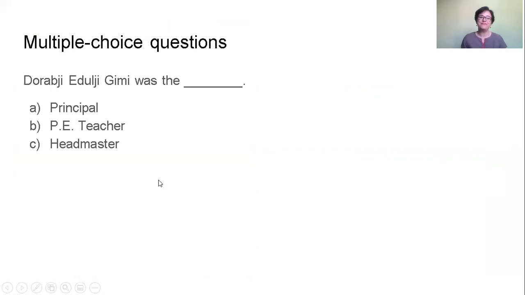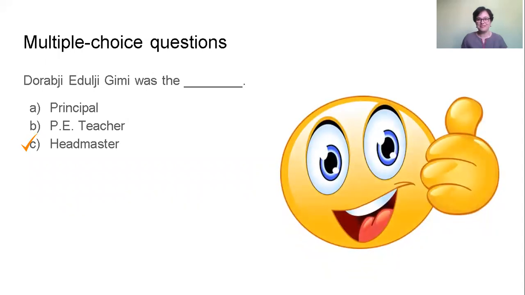Are you ready? I hope your book and pen is ready. Let's go through it fast. Dorabji Edulji Gimmi, was the principal PE teacher or headmaster? The right answer? Headmaster. Like I said in the first part, do not write the entire word in your book. Write A, B, or C. Okay, that'll go faster. And did you get headmaster right? Well, if you did, that's your reward. Thumbs up.